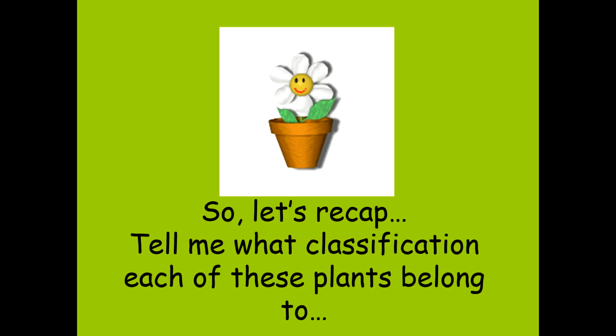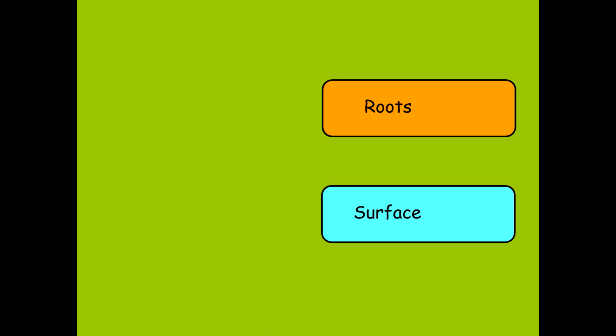Okay, so let's have a quick recap. I'm going to show you some more pictures of plants again now. We've seen these pictures before. I want you to tell me what classification each of these plants belong to. Here are our classifications. We've got plants that take their nutrients and water from roots, and plants that take their nutrients and water from the surface.